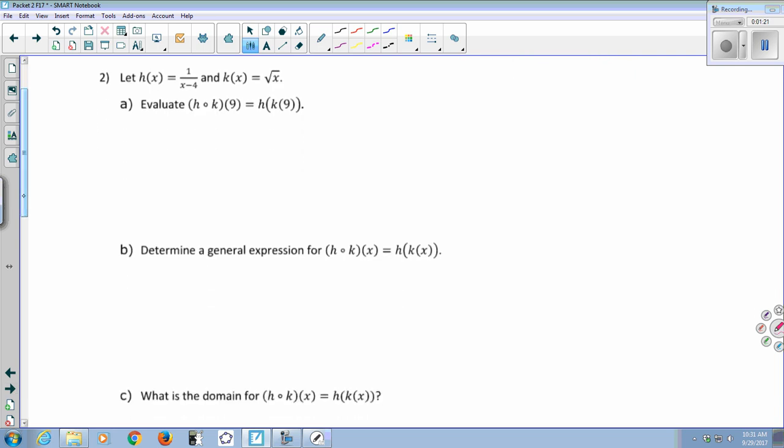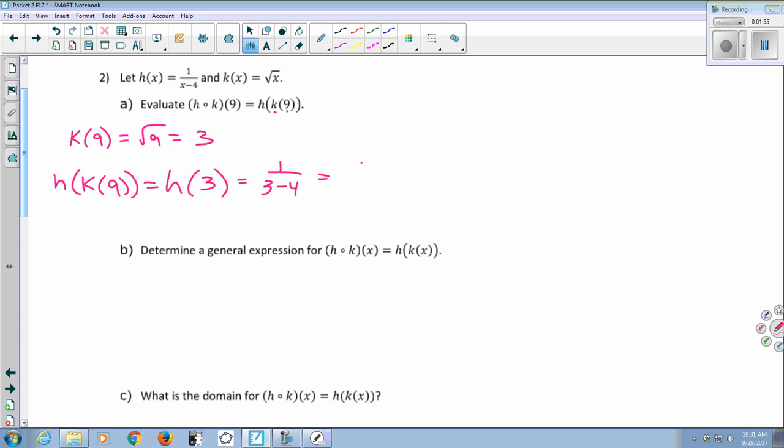Okay, here I have two functions, h and k, and I want to evaluate h of k of 9. So I'm going to start, 9 is the innermost value, that's my x value, and I'm going to plug it into k. Right, you start at the innermost parentheses and work your way out. So I'm going to do k of 9 here. That means the square root of 9, which is 3. So h of k of 9 is really h of 3. Replace k of 9 with the 3. And then h of 3, that's 1 over 3 minus 4, which is 1 over negative 1, which is negative 1.